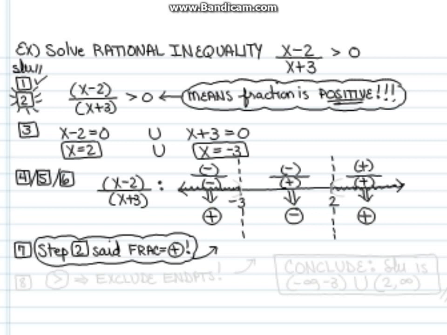Now the middle region we'll not shade because the x values in that region between negative 3 and 2 gave us a negative result for the entire fraction. And as step 2 says, we're only interested in the positive result in this example.